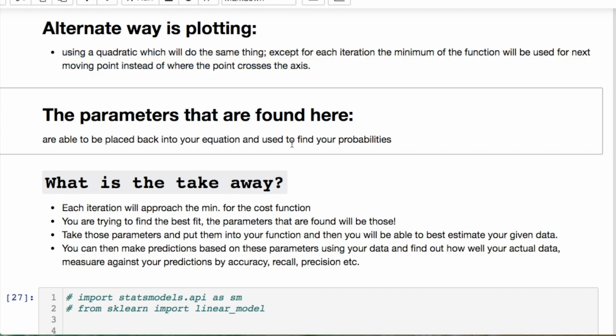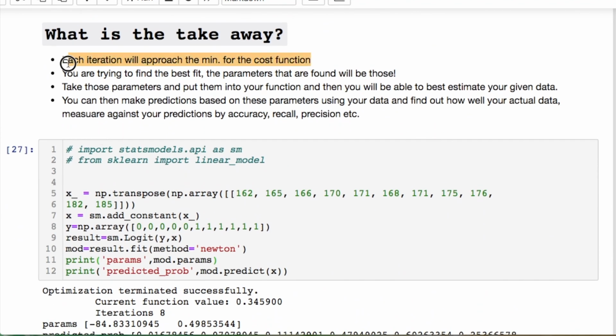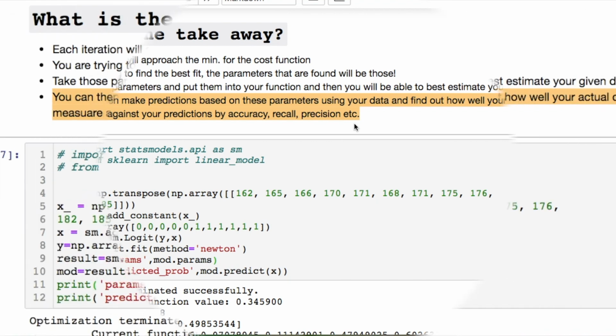Now, let's think about a few things. The parameters that you just found are placed back into your equation and used to find your probabilities. What's the takeaway from all of this? At each iteration, you approach a minimum for your cost function. You are trying to find the best fit. The parameters that are found will be those. Take those parameters, put them back in your function, and you will be able to best estimate your given data. You can make predictions based on the parameters using your data and find out how well your actual data measure against your prediction by accuracy, recall, precision, etc.